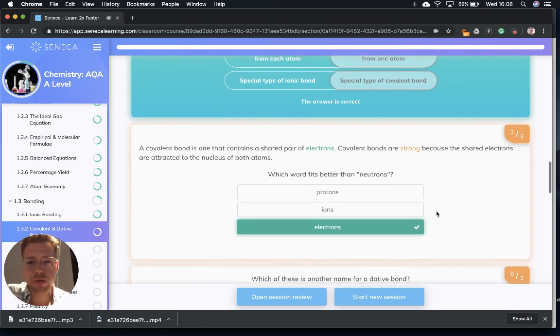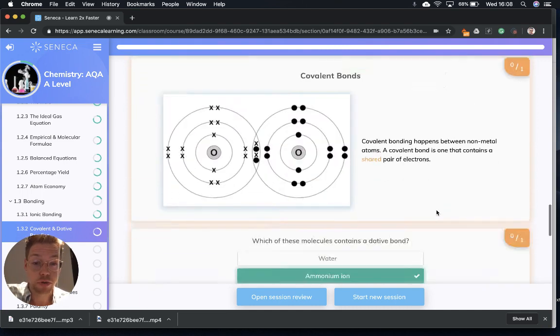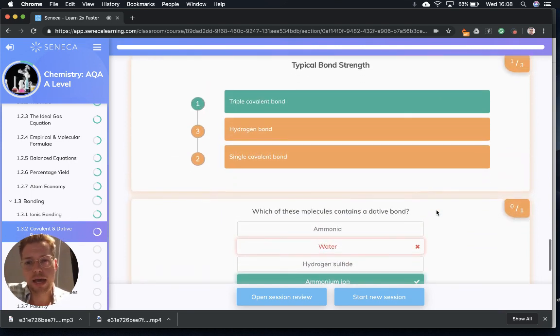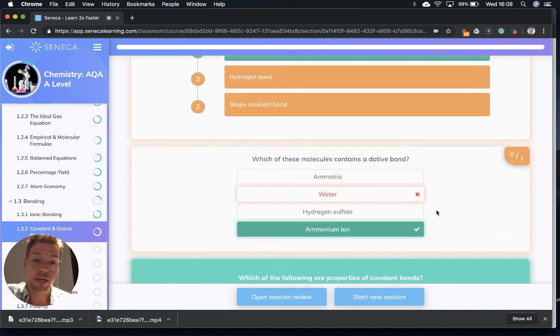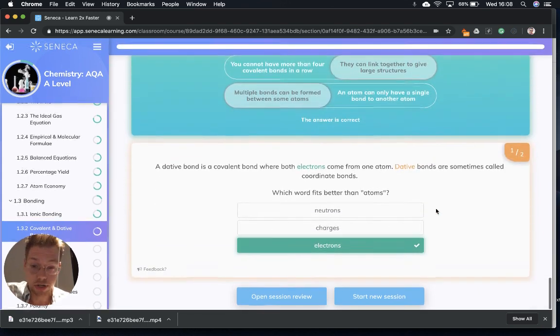Okay, so let's review some covalent bonding stuff. A covalent bond is one that contains a shared pair of electrons. And are they strong or are they weak? They're strong because the electrons are attracted to the nucleus of both atoms. So remember, that's what makes them so strong. And remember, we get double and triple covalent bonds. A double bond occurs in oxygen and a triple in nitrogen. And normally, as there are more shared pairs of electrons, the bonds are stronger.